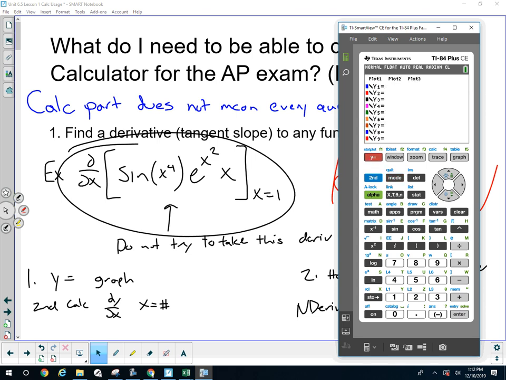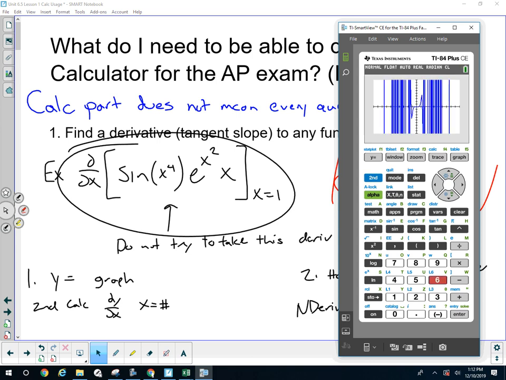We are ready to now graph sine of x to the fourth times e to the x squared times x. We'll talk more about this in the future, but you can always go back to Zoom standard so that you have the standard 10 by 10 window. Now this looks crazy, but it doesn't really matter. We'll come back to this.